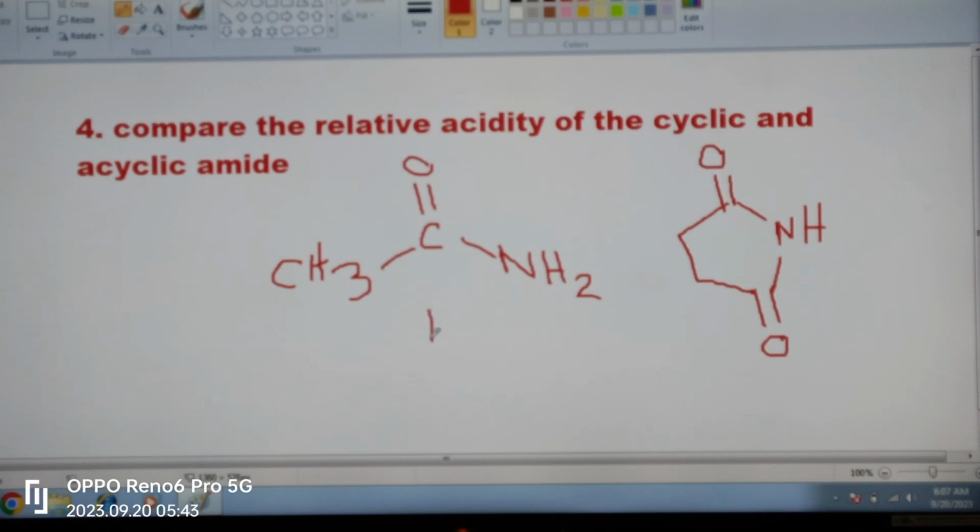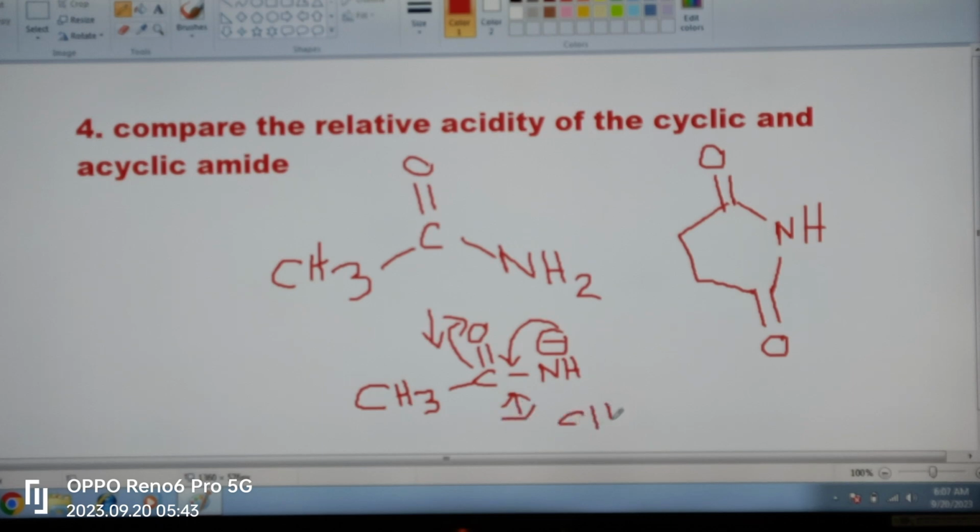So again, the factor of the stability of the conjugate base will come into operation. The conjugate base of these compounds will be CH3, C double bonded O. So here the acidic proton will be the NH proton, giving NH minus. It will be stabilized through the conjugation with the carbonyl group. All of you know this. This is one canonical form, and this is the second canonical form: CH3, C, O minus, and double bond NH.